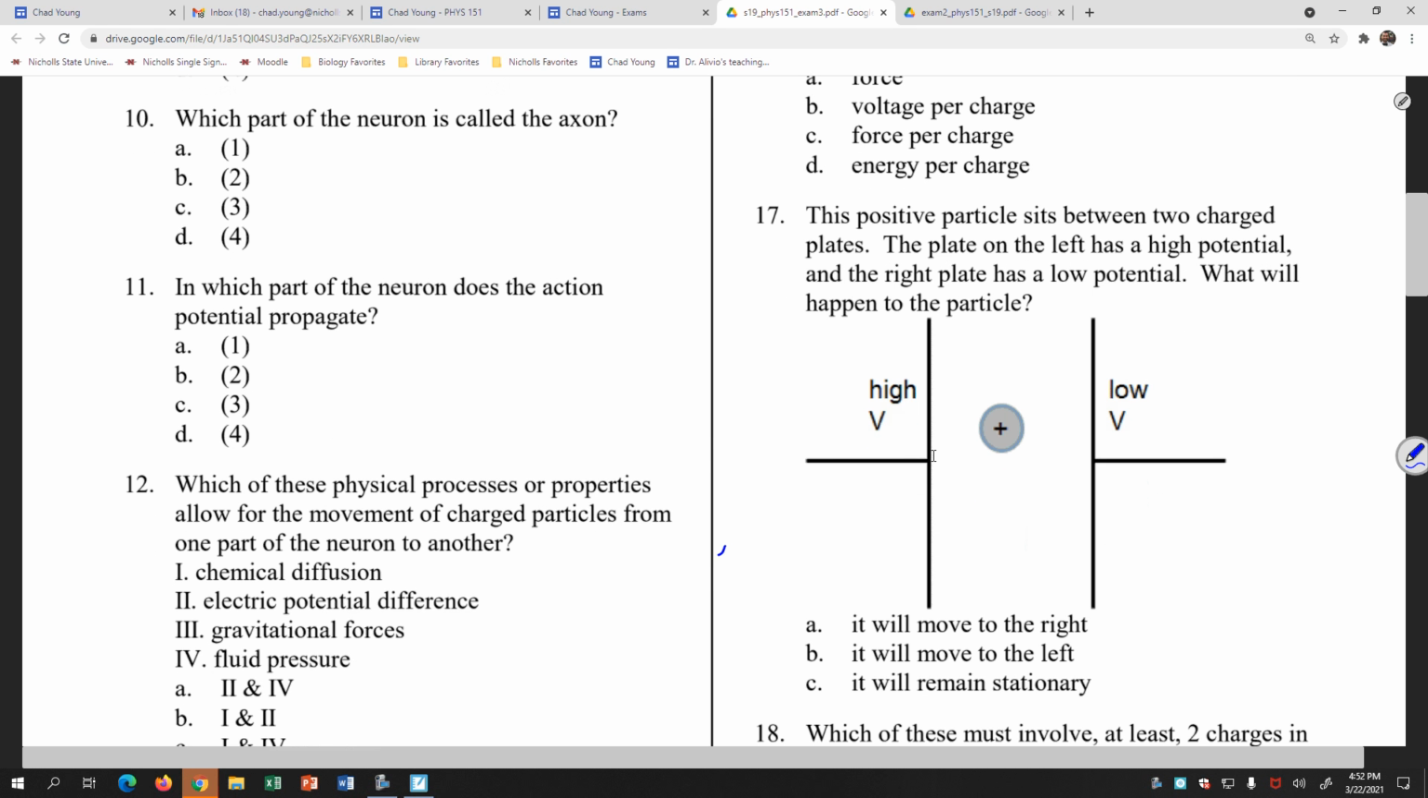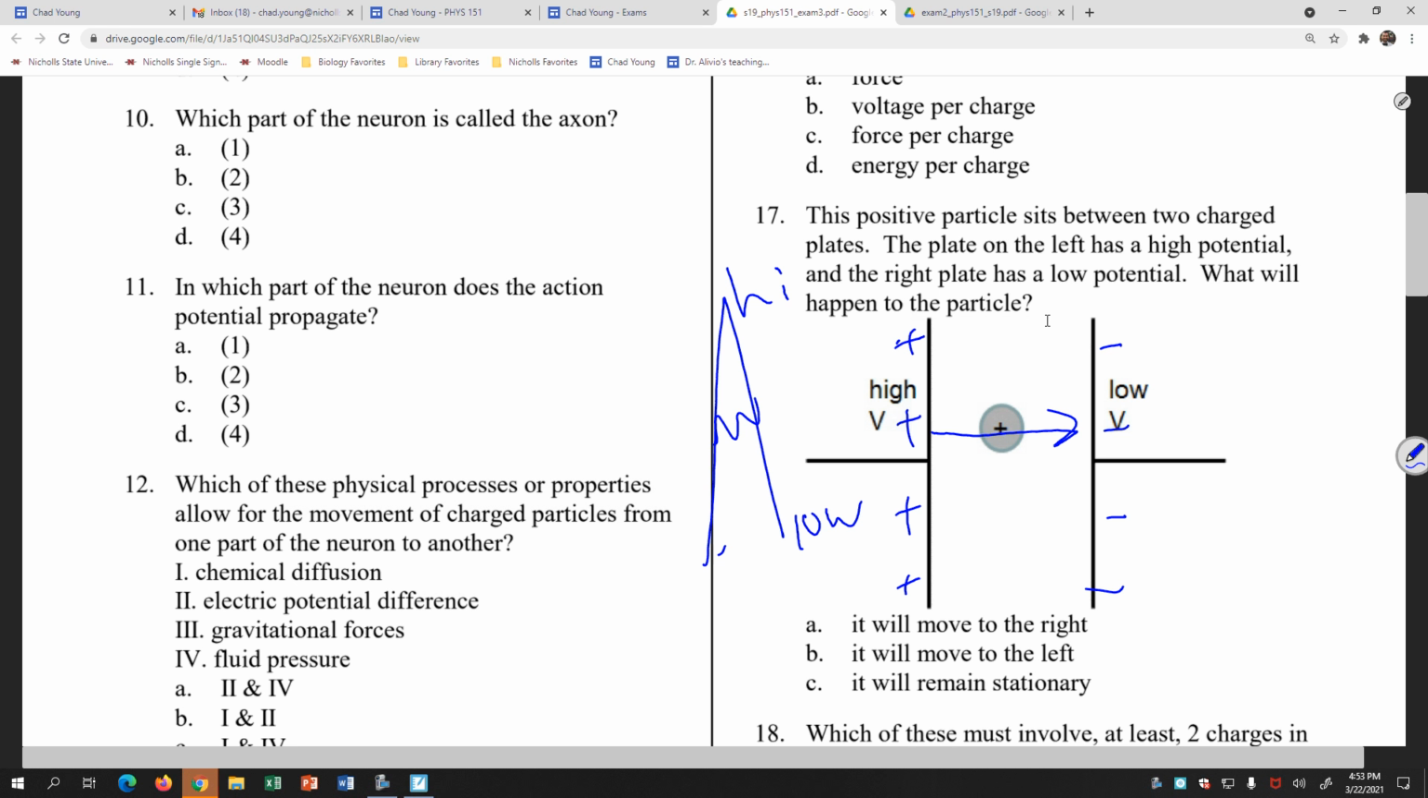Number 17 is sort of similar to the mountain question, where I'm moving from high to low. So this particle would move from high to low and move in that direction. Which you know because the high potential is the positive side and the low potential is the negative side. So it's going to be repelled from that positive side and attracted to the negative side.